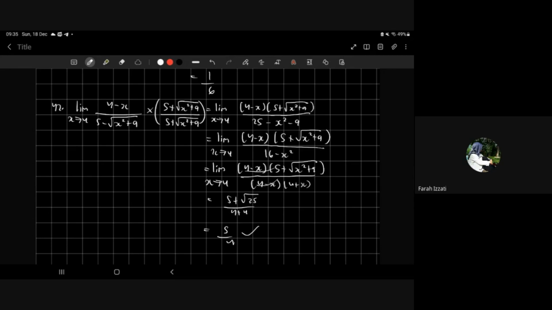Wait, is it 5/4 or 5/8? 5 plus 5 is 10. 10 divided by 8. So I simplified to become 5/4. I didn't see that. Right.